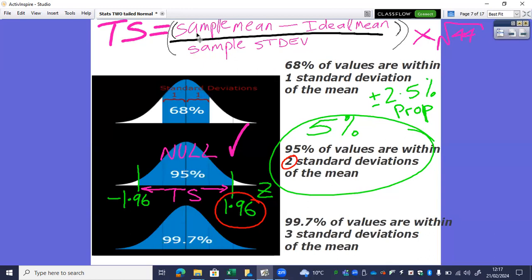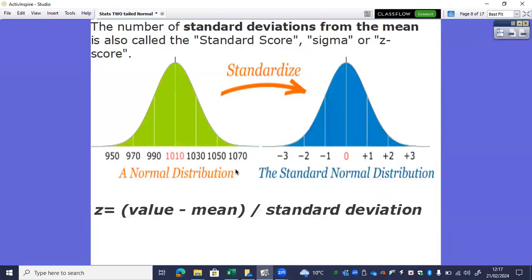So we're going to take the sample mean, subtract the ideal mean, and divide it by the sample standard deviation. Once we get the answer to that in brackets, we multiply by the square root of the number of samples, which in this case is 44. And we're looking for this 5% significance level. So we're really looking to see whether our sample is significantly shifted from our ideal or not.